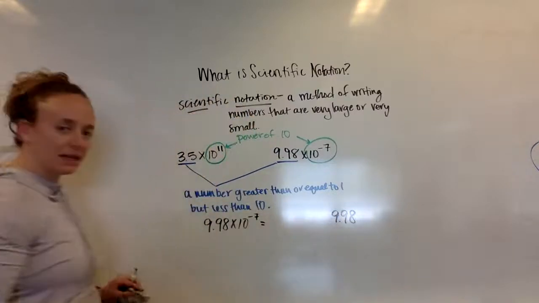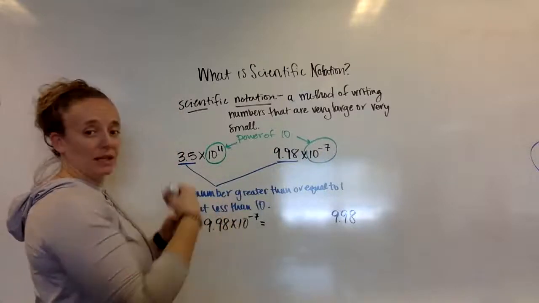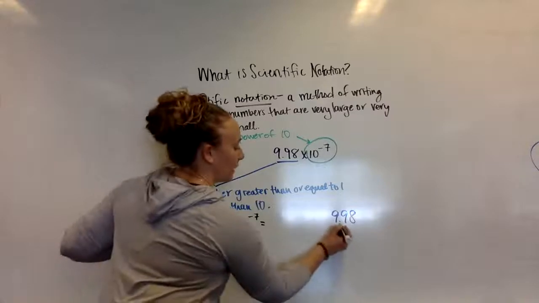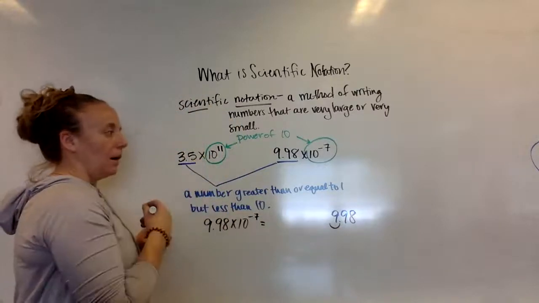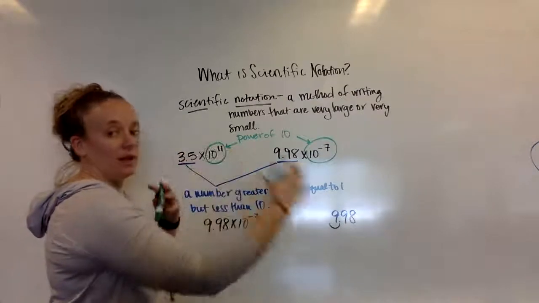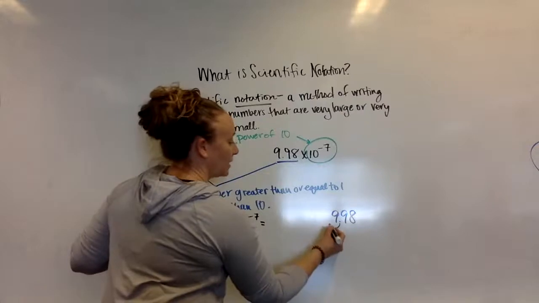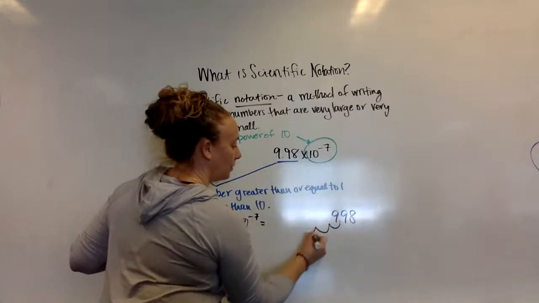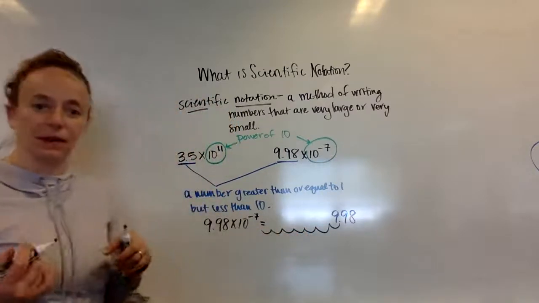9.98. And this time, because this is a negative 7, that means I'm making this number really small because I'm dividing by 10 over and over and over again. So by dividing by 10, I'm essentially moving this decimal place over. So this number becomes infinitesimally smaller. I'm going to move this decimal point over 7 times. 1, 2, 3, 4, 5, 6, 7. I didn't even give myself enough space.